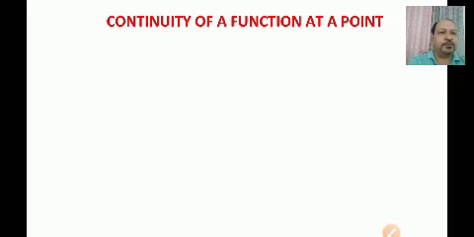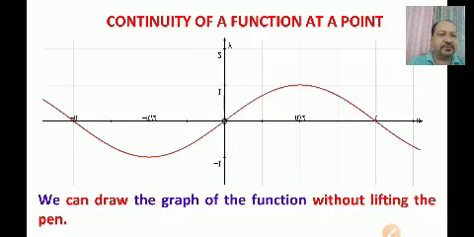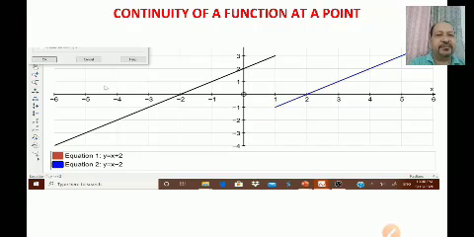Continuity of a function at a point. This graph shows that it is a continuous function, as the line is going continuously. We can draw the graph of a function without lifting the pen. In this graph, the black line shows the graph of y equal to x plus 2, and the blue line shows the graph of y equal to x minus 2.